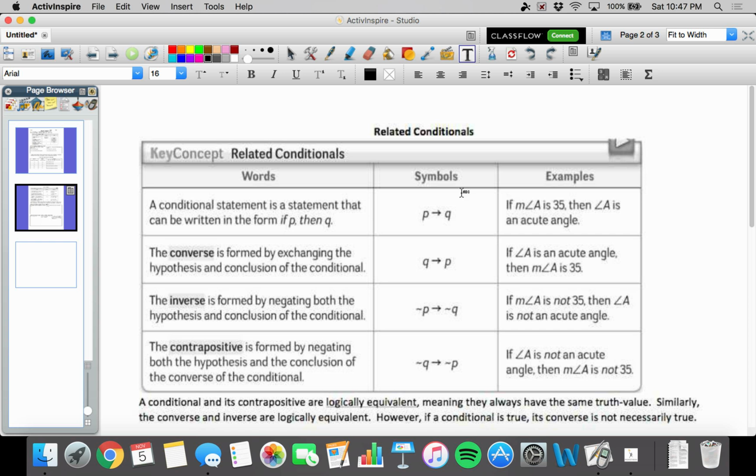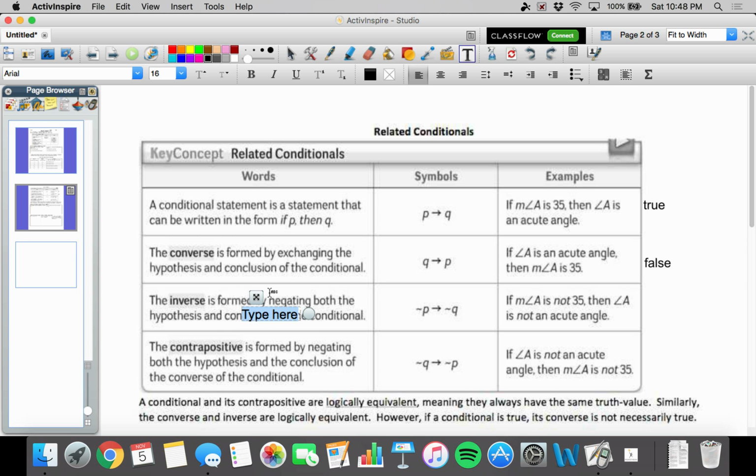The example of an original conditional is: if angle A measures 35, then angle A is an acute angle. And that's true, right? This one's true, because 35 is less than 90. This says if angle A is an acute angle, then the measure of angle A is 35. And that's not necessarily true, right? Angle A could be acute, but the angle could measure 39 or 40 or 52, right? So false.